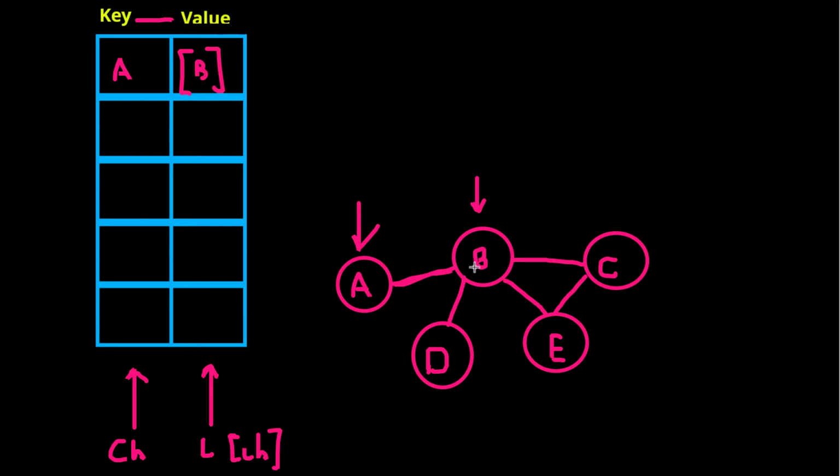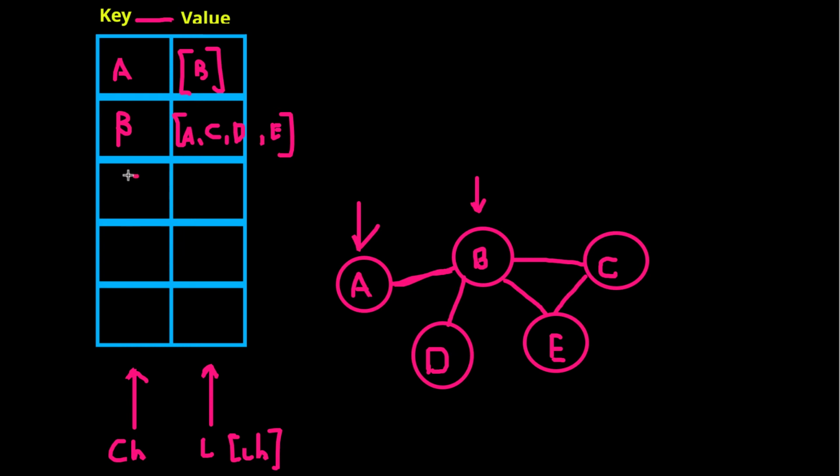Now let's look at B. B connects to A, D, E, and C. So we're going to use B as our key here, and we can see that B connects to A, C, D, and E. And we're just going to stop it off like that.